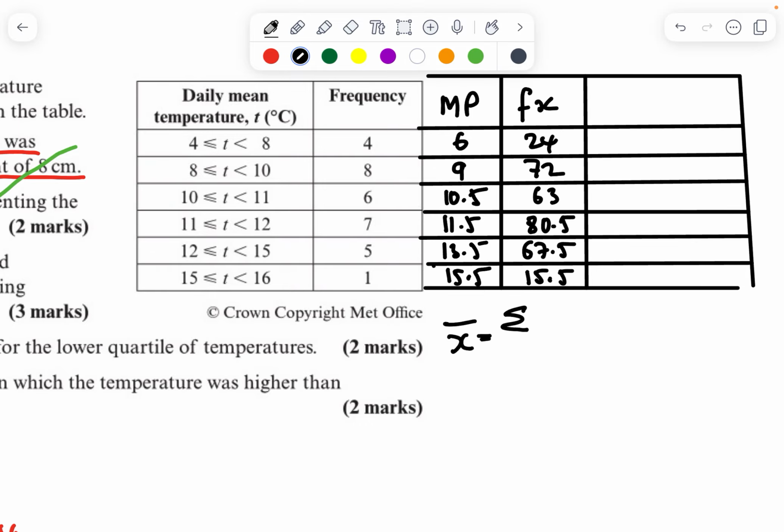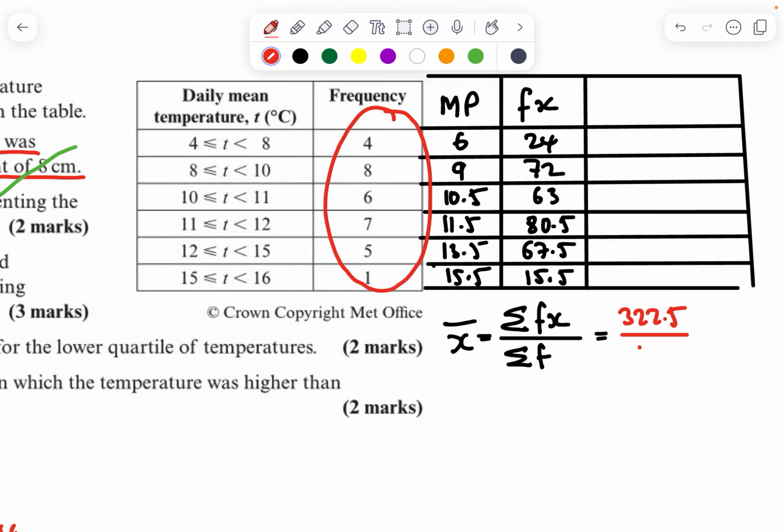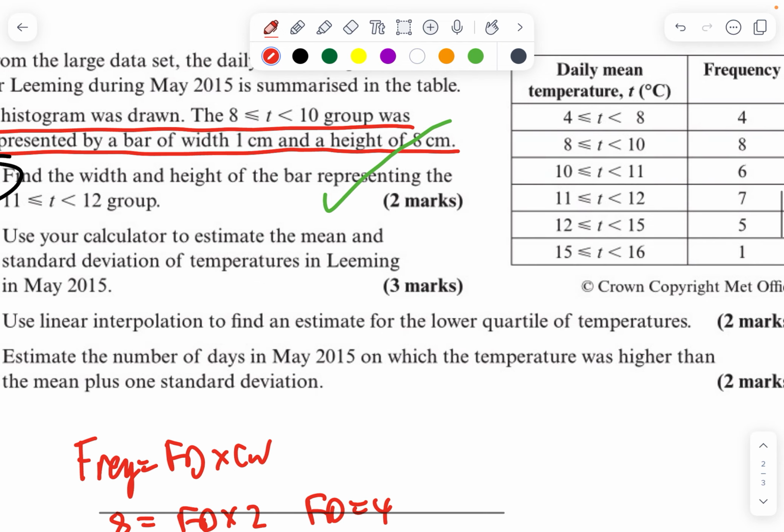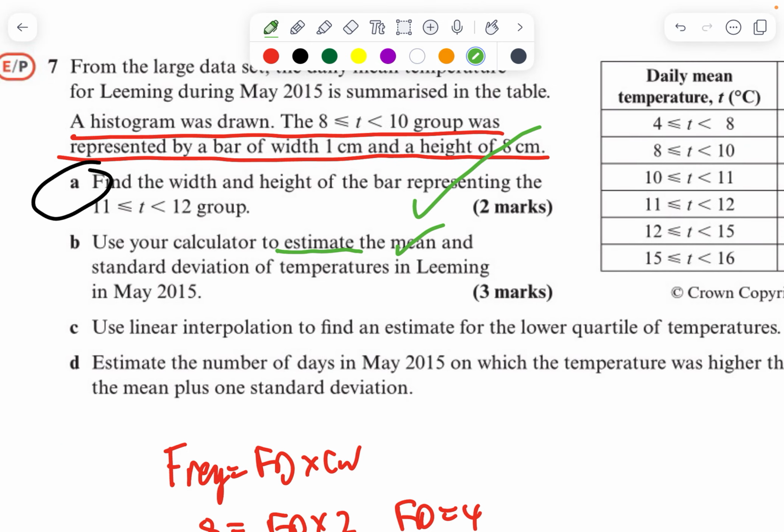Okay, so now for me to work out the mean, that is equal to the sum of fx divided by the sum of f. Okay, so if I add up this column here, that will give me 322.5, and I divide it by the sum of the frequency, which is that column. That will give me 31, and that means that my mean is 10.4. Okay, so I've got my mean. And remember, this is an estimate because we're using the midpoint.